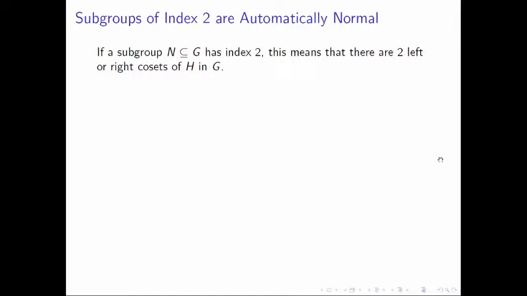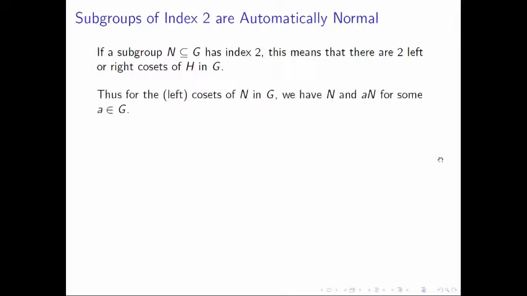Now we can generalize this previous example quite a bit. Let's suppose that we have an arbitrary group, G, and we have a subgroup N that happens to have index 2. Remember that the index of a subgroup is the number of left or right cosets of that subgroup inside the larger group G. So what this means is there are 2 left or alternatively right cosets. For the left cosets of N in G, we're always going to have the subgroup as one of our cosets, so N will be a left coset, and then there's some other left coset, let's name it aN for some a in G.